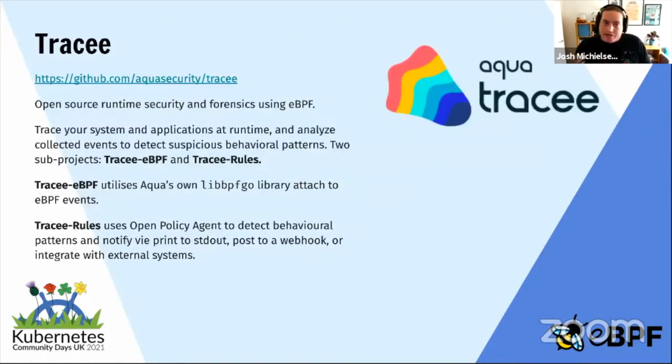Next up is Tracee by Aqua Security. This is a newer project, with the same sort of idea as Falco. The Tracee project has two sub-projects. Tracee-eBPF utilizes the libbpfgo library that Aqua Security themselves wrote, which is a wrapper around libbpf. It attaches to eBPF events, and then you can use Open Policy Agent to detect behavioral patterns and then notify. You can print to standard out, post to webhooks, that kind of stuff.